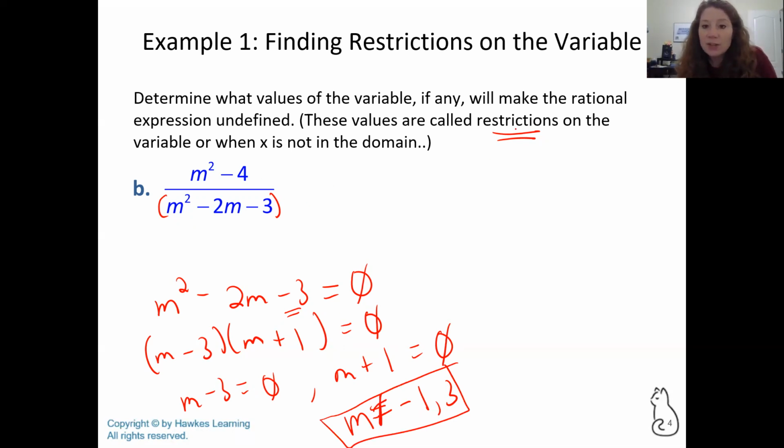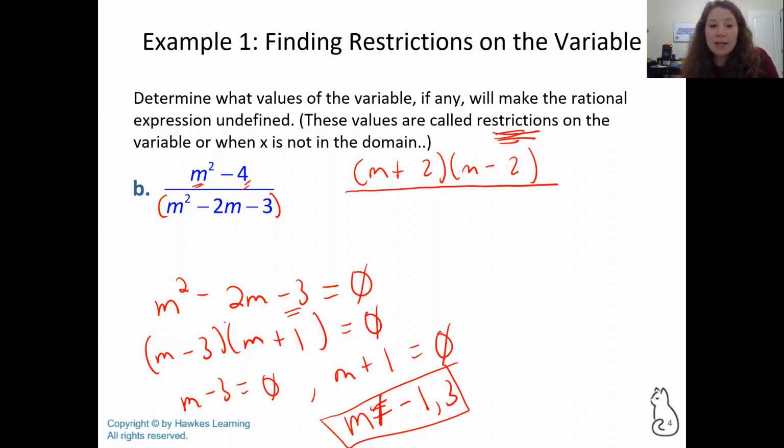So then once we've figured out what our restrictions are, now we can simplify the numerator. Well, this is the difference of two squares. So I'm going to find the square root of m squared and the square root of 4. One gets a plus, one gets a minus. So I simplify the numerator. Now I know that the denominator, I've already simplified this, is m - 3 and m + 1.